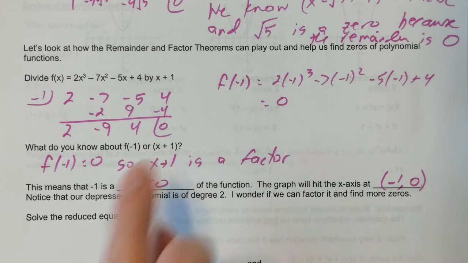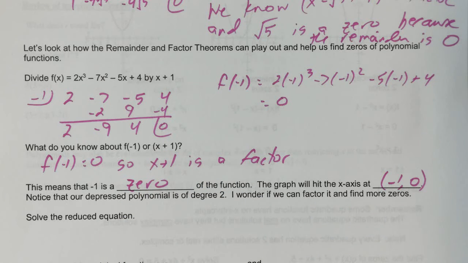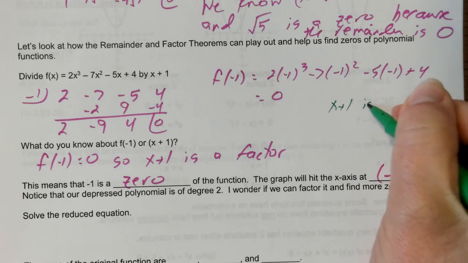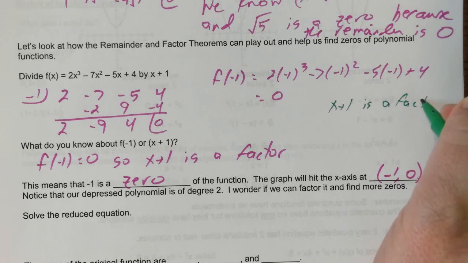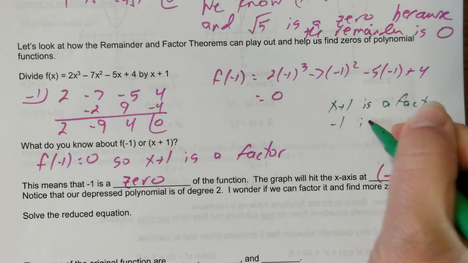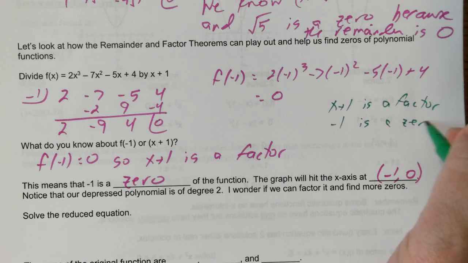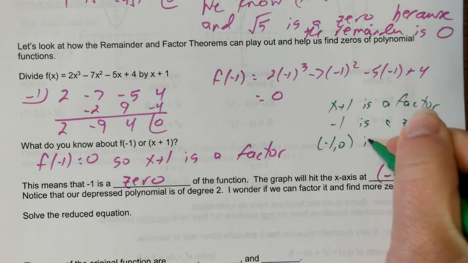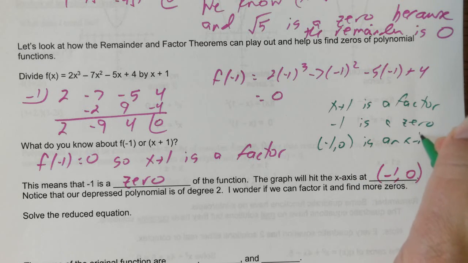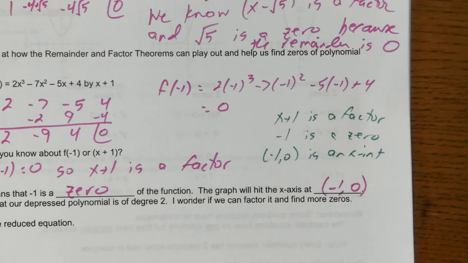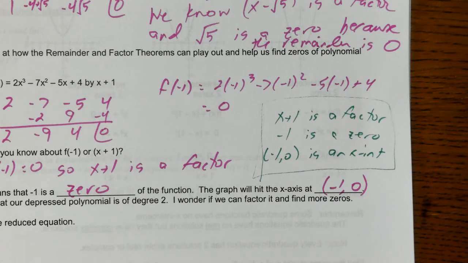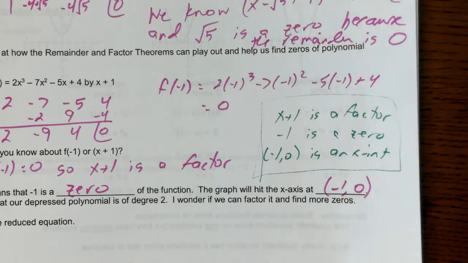x plus 1 is the factor. In fact, I'm going to write that in another color. x plus 1 is a factor, which means negative 1 is a zero, which means the point negative 1, 0 is an x-intercept. See how all three of those statements are true and are connected. That's the big idea that we need to get out of this section in 3.3.